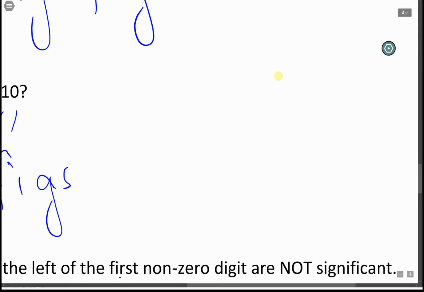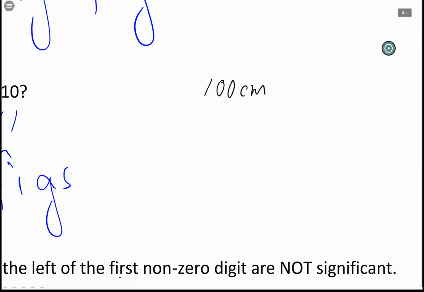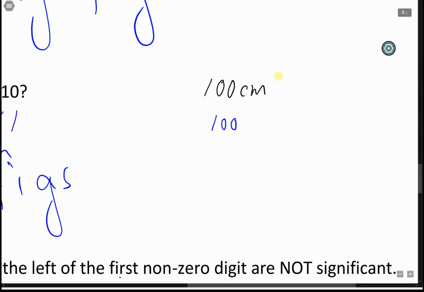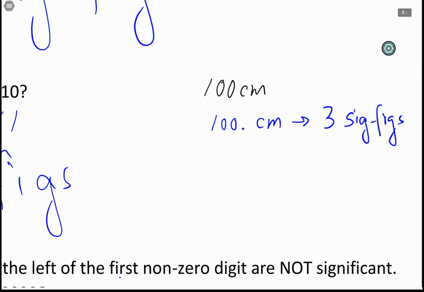Using the decimal can be very useful at times. Let's say you measured 100 centimeters and you wanted to represent that as 3 sig figs and not 1 sig fig. The way to make this look like 3 sig figs is to write that decimal after that 0, which then gives you 3 sig figs. So sometimes if your measurement is exactly 100, you need to represent 3 sig figs. That's the way to do it.